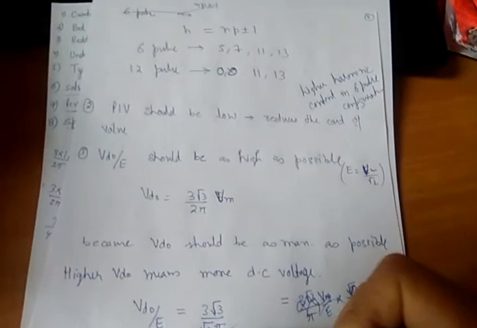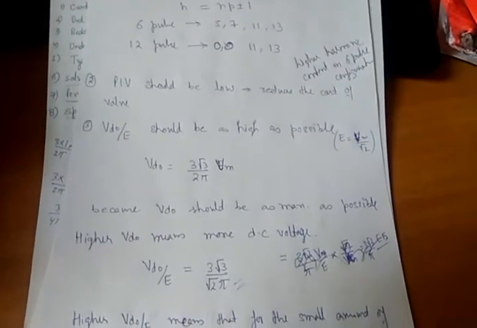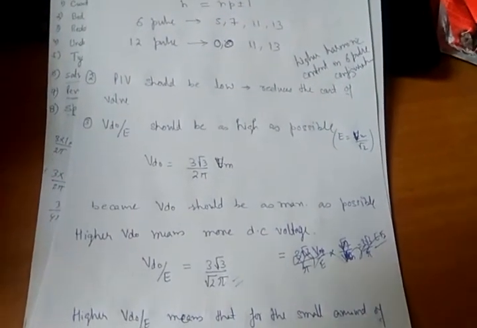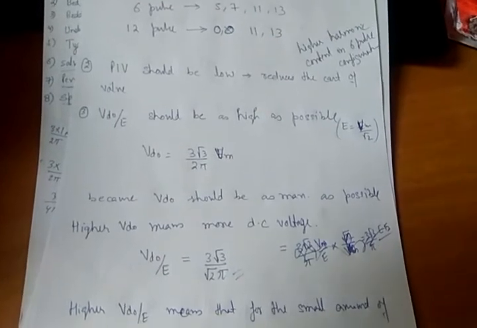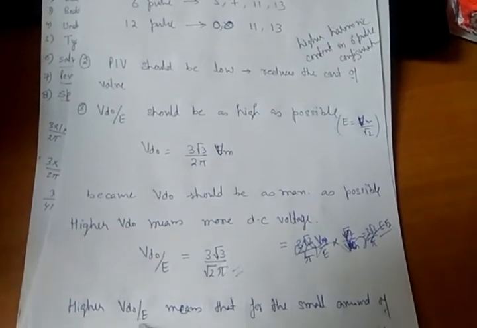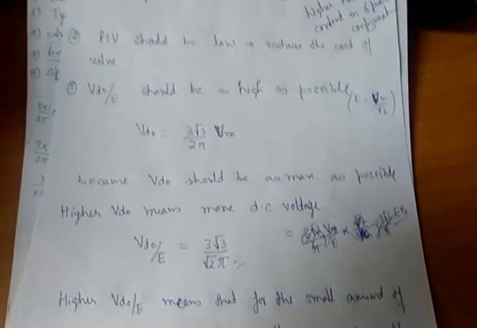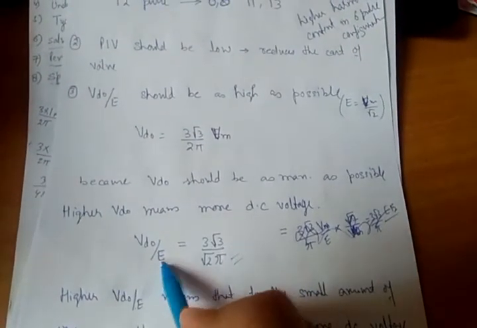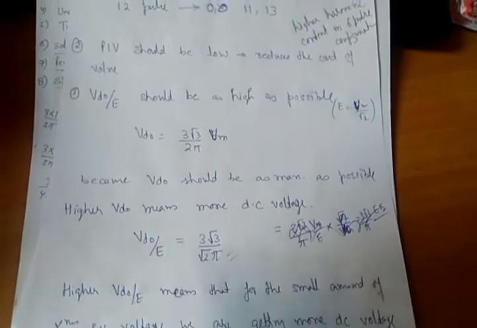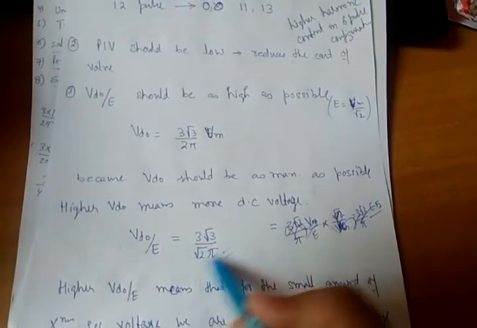Okay, yes, this is the Vm, then it will be root 2 pi in this case. So what will we get? We get for higher VD naught by E means that for a small amount of transformer secondary voltage, we are getting more DC voltage. For a small secondary voltage, we are getting more DC voltage. I made a mistake at this point. You can correct it later.